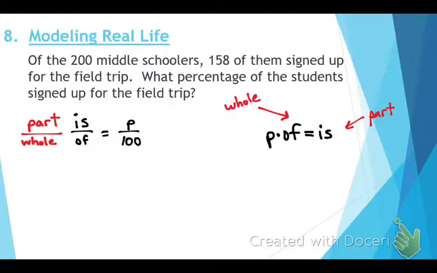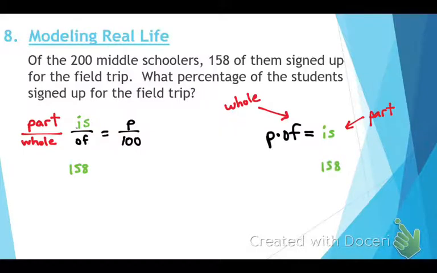Okay, so that just helps us to remember the is will always be the part, the of will always be the whole. Go ahead and put that red pen away, and we are now going to start plugging some things in. First things first, we have our is. Guys, the is is the part. What part of the middle schoolers went on the field trip? 158. So here I'm going to put 158. If you're doing this one on the right, my is, I am plugging in 158.